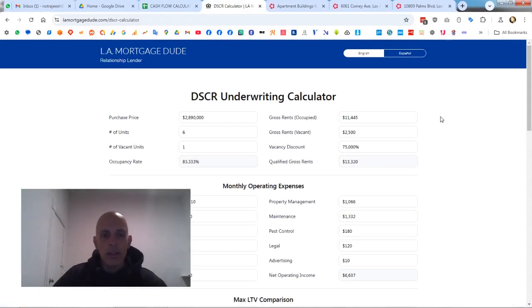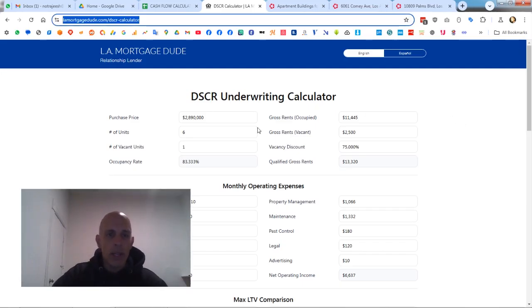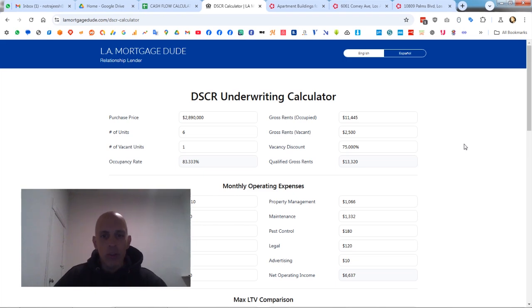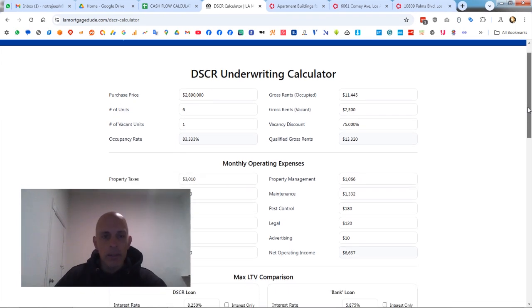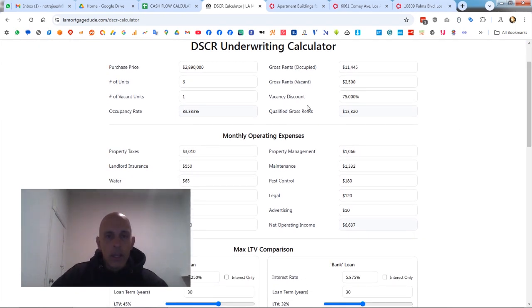And this is a DSCR calculator. You can actually get this just by going to lamortgagedude.com/DSCR-calculator. You can see the URL right there. And it's also in the comments, in the description. The way this one works is a little bit different.